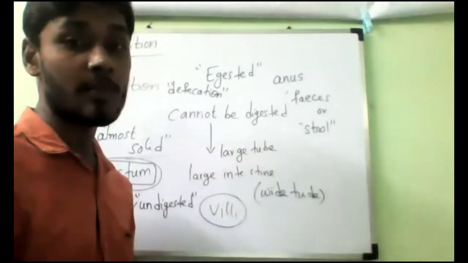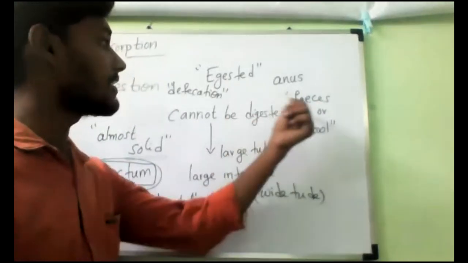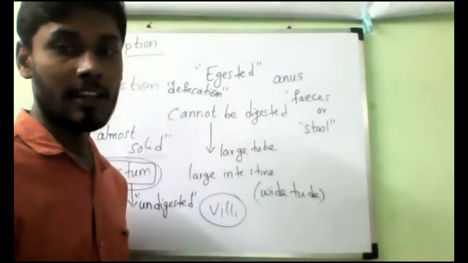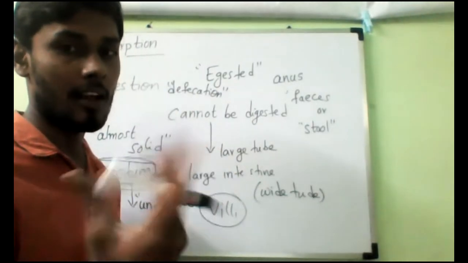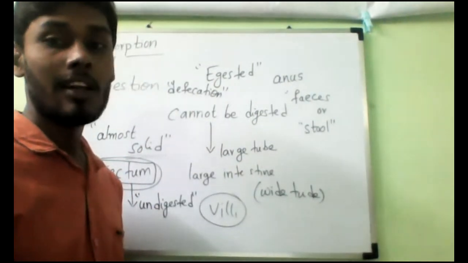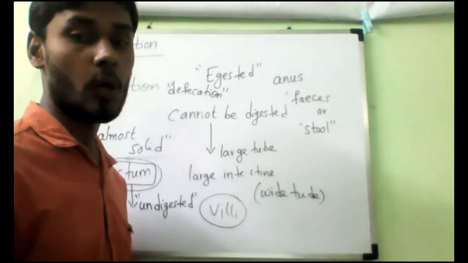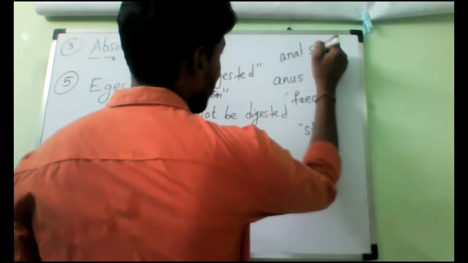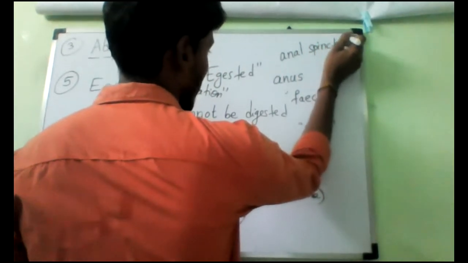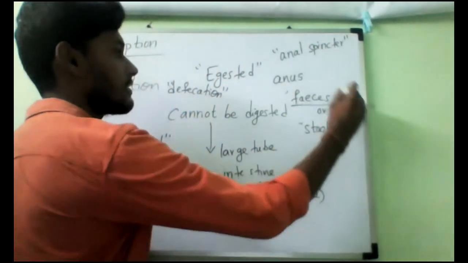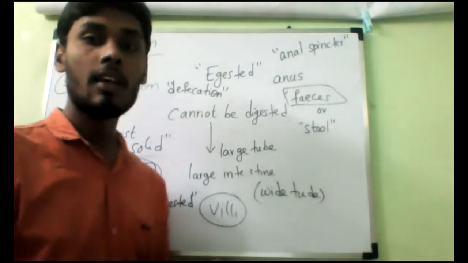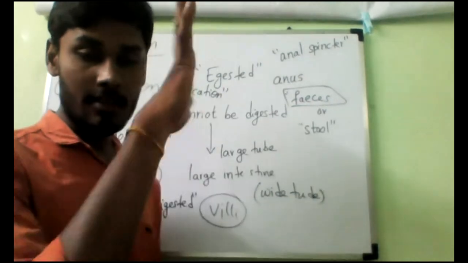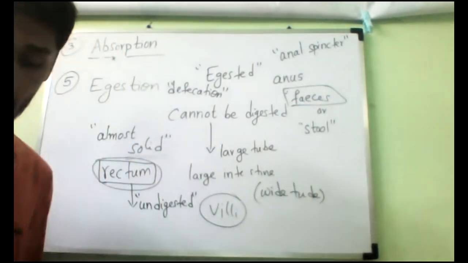Now this exit of the feces or stool is again controlled by a muscle, with contraction and expansion, called a sphincter. Here it is called the anal sphincter. So the feces is controlled by this anal sphincter. So these are the 5 stages which are present in our digestive system.